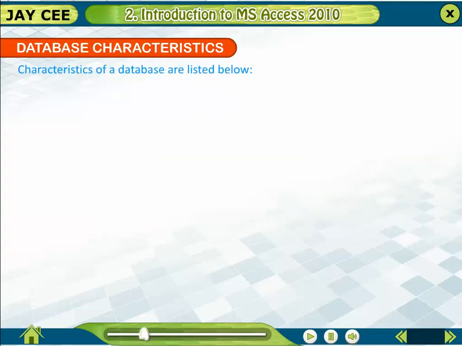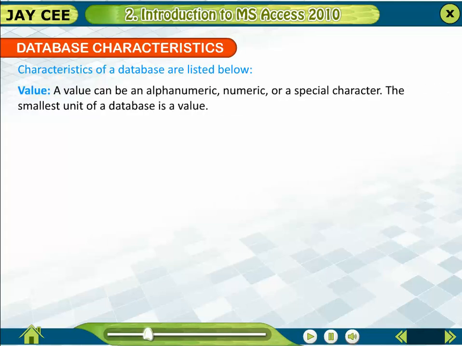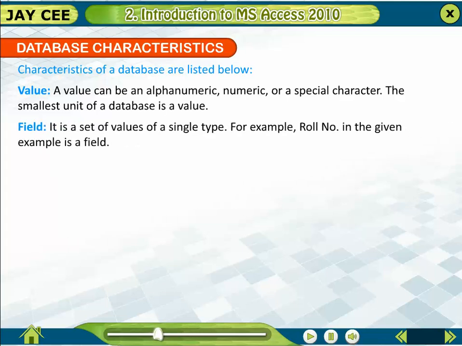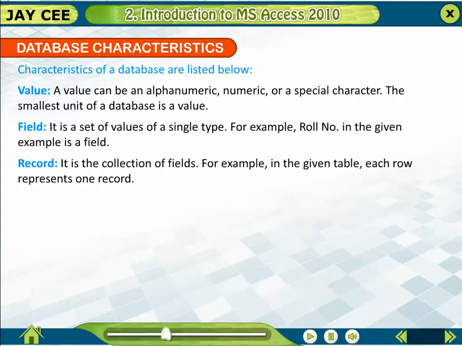Characteristics of a database are listed below. Value. A value can be an alphanumeric, numeric, or a special character. The smallest unit of a database is a value. Field. It is a set of values of a single type. For example, roll number in the above example is a field. Record. It is the collection of fields. For example, in the given table, each row represents one record.